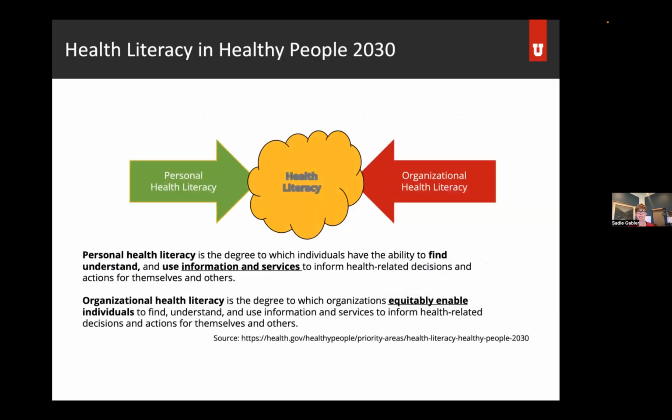We have an obligation as an institution and as an organization to provide information in a health literate way. There's personal health literacy, there's organizational health literacy, and organizational health literacy is the degree to which organizations equitably enable individuals to find, understand, and use information and services to inform health-related decisions and actions for themselves and others. So it is important that we apply this to the research that we're conducting.